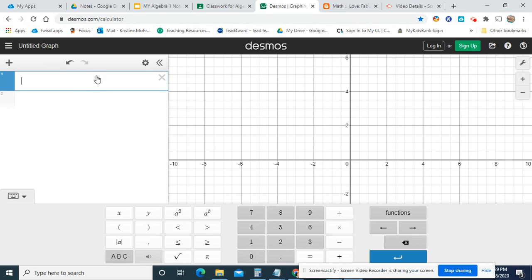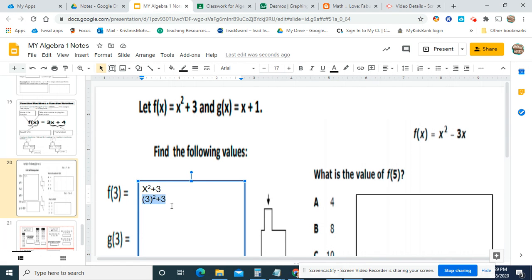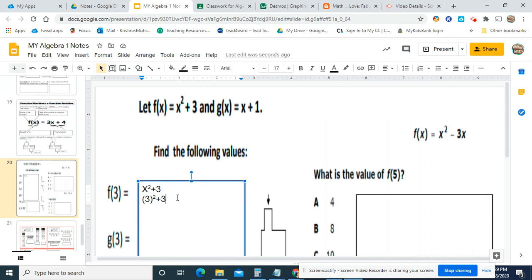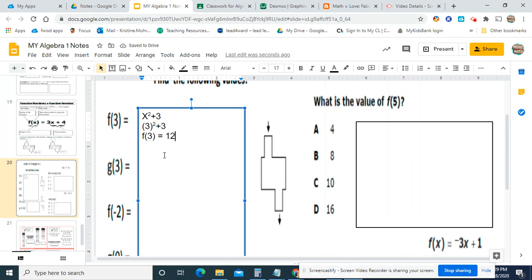So basically what we did, just to recap, so we have 3 squared plus 3. So we have 3, we need that squared, plus 3 more. So that is 12. So for this case, f of 3 equals 12. So that problem is done.